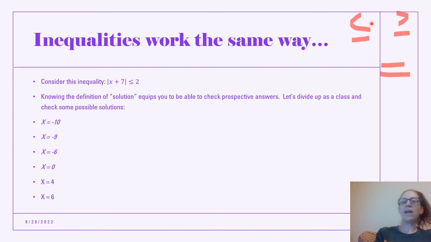So you've got your less than, and then what you're looking at is the bottom half of an equal sign. So less than or equal to. And what it means is, in order for it to be true, you will accept being equal.